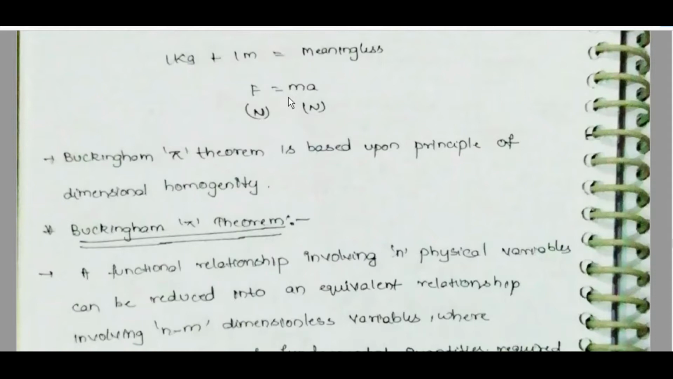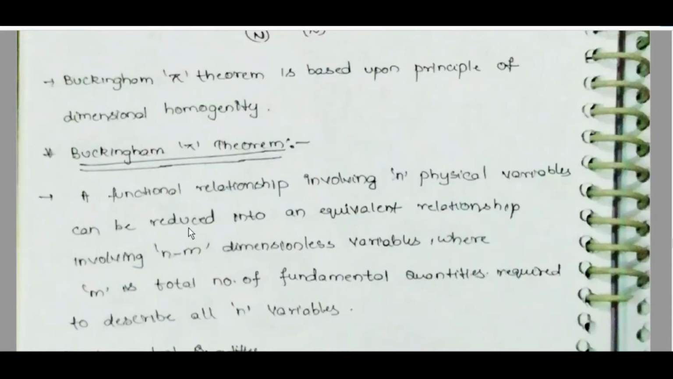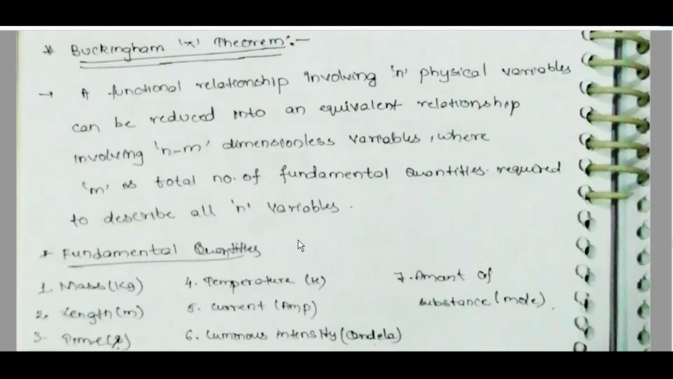F is in Newton, ma is in Newton, both are Newton. Buckingham Pi theorem is based on the principle of homogeneity. A functional relationship involving n physical variables can be reduced into an equivalent relationship involving n minus m dimensionless numbers, where m is the total number of fundamental quantities required to describe all n variables.